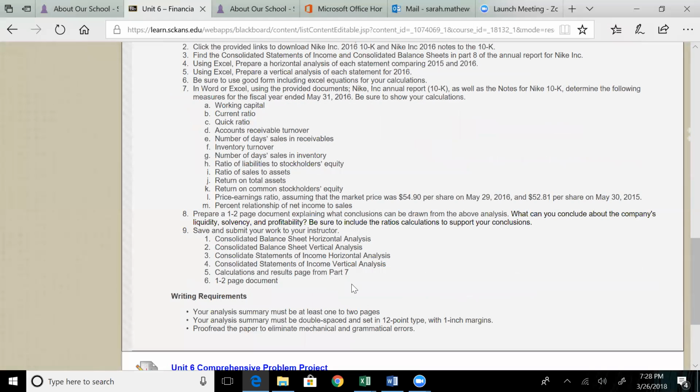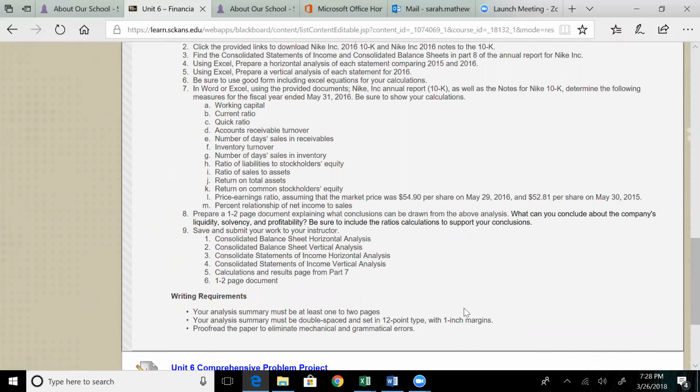You're going to save and submit all your work. So the work that you're going to have to submit will be your consolidated balance sheet for the horizontal analysis, plus your balance sheet vertical analysis, and then your income statement horizontal and vertical analysis, along with your calculations and results page. And make sure that you show your calculations either through using equations in Excel or writing out your calculations. And then you'll also include that 1 to 2 page document.